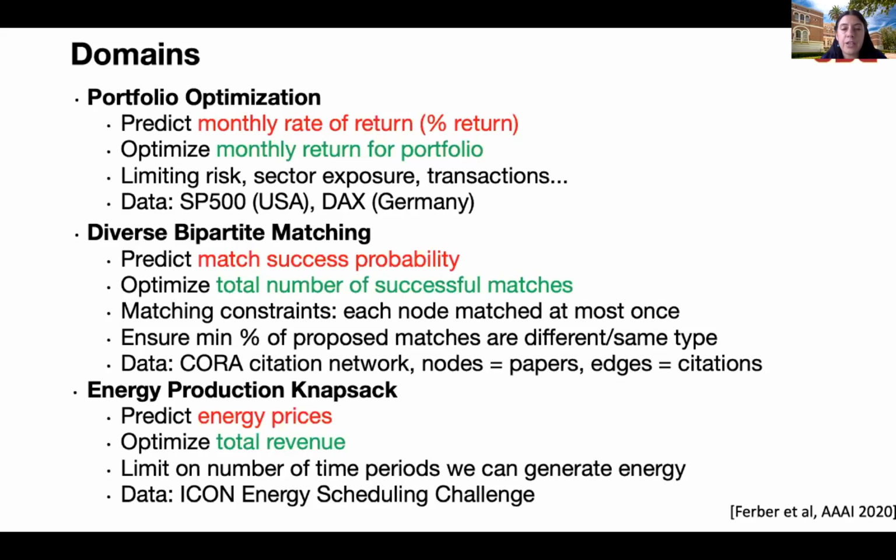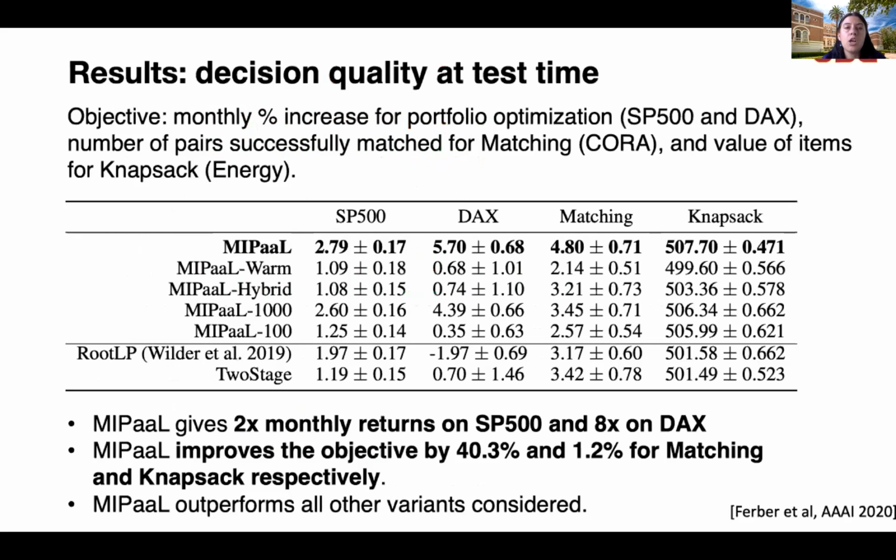And finally, the energy production knapsack, where we are predicting energy prices. We want to optimize total revenue, and we have constraints on the number of time periods that we can use to generate the energy that's needed. And this is data from the ICON Energy Scheduling Challenge. So with these 3 data sets, what we observed is that we can gain very big improvements by relying on decision-focused learning instead of the 2-stage approach.